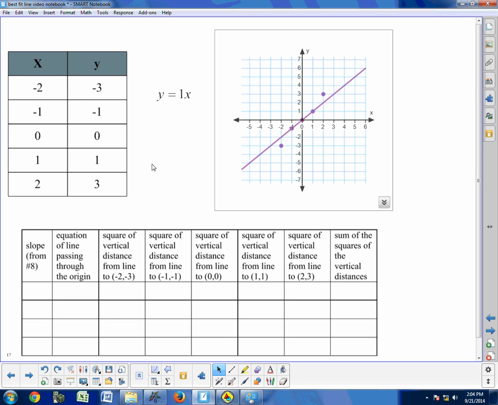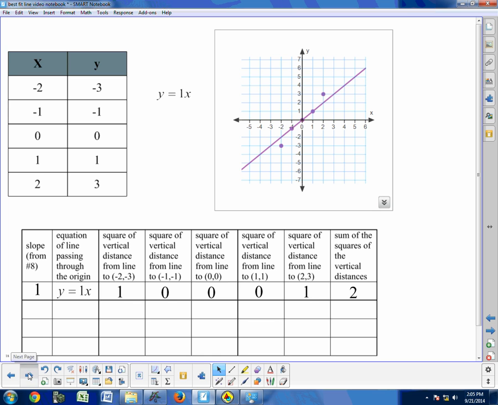So we begin, just like we did with regular program FITS, which asks you for different slopes. If we pick a slope of 1, and we calculate the sum of the squares of the vertical distances, the y equals x line, the vertical distances are 1, 0, 0, 0, 1. Square those numbers: 1 squared plus 0 squared plus 0 squared plus 0 squared plus 1 squared is 2. So when the slope is 1, the sum of the squares of the vertical distances is 2.